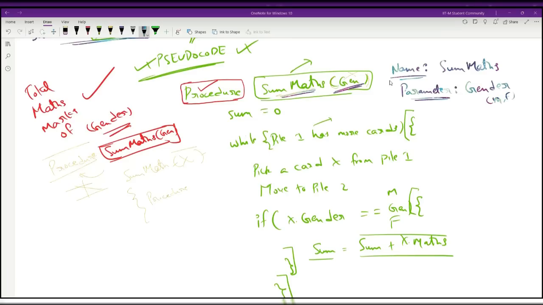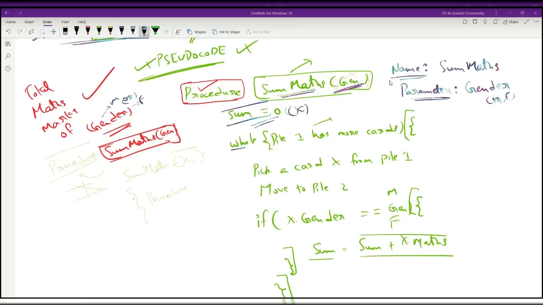And now, what are we doing? For the person who asked me to explain this again, our sole aim is to find out the total marks of male or female students, but not both. Now, why did we write sum is equal to 0 here? This is a very basic step. We had to write sum is equal to 0 because we haven't visited any card so far. This is the very beginning step of the procedure.